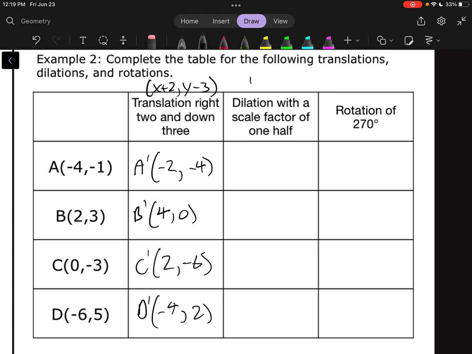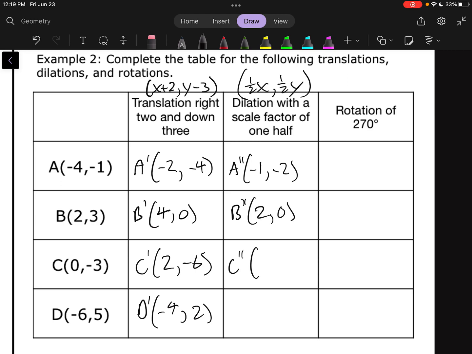Dilation with the scale factor of 1/2 is 1/2 x, 1/2 y. So A double prime is going to be negative 1, negative 2. B double prime is going to be 2, 0. C double prime is going to be 1, negative 3. And D double prime is going to be negative 2, 1.